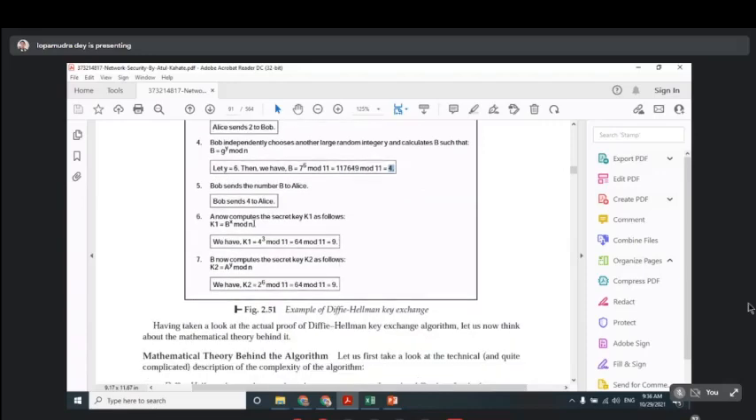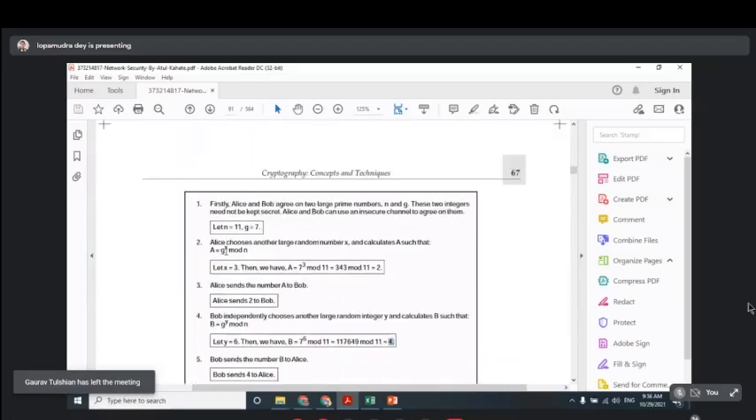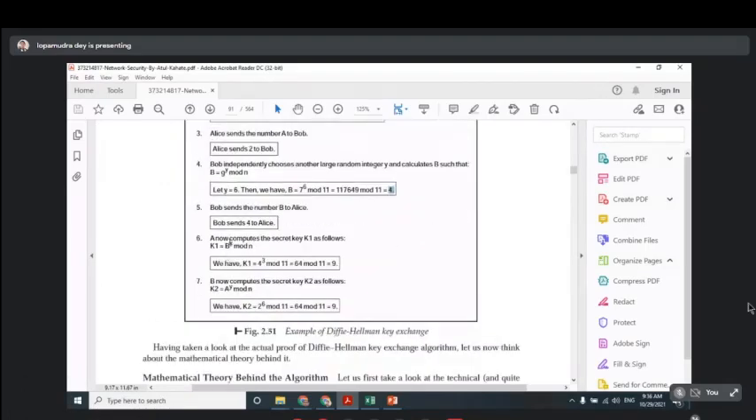Now what will Alice do? Alice will calculate B to the power x mod n. Initially Alice calculated g to the power x mod n. Now g will be replaced by B, and B has the data sent by Bob. B means 4. So what will be calculated as k1? 4 to the power 3 mod 11, that is 64 mod 11, which is equal to 9.